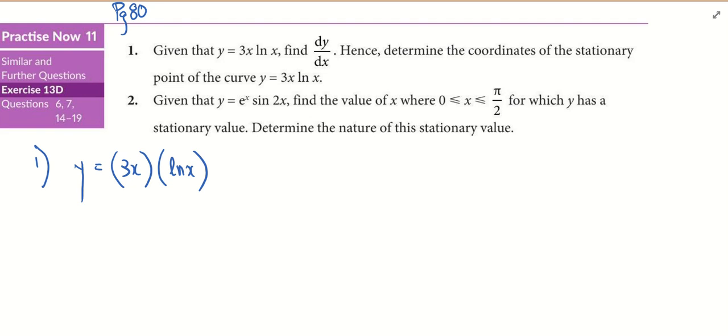Okay, C has two different terms multiplied by each other. So definitely you have to make use of the product rule. Okay, differentiate the first, keep the second.